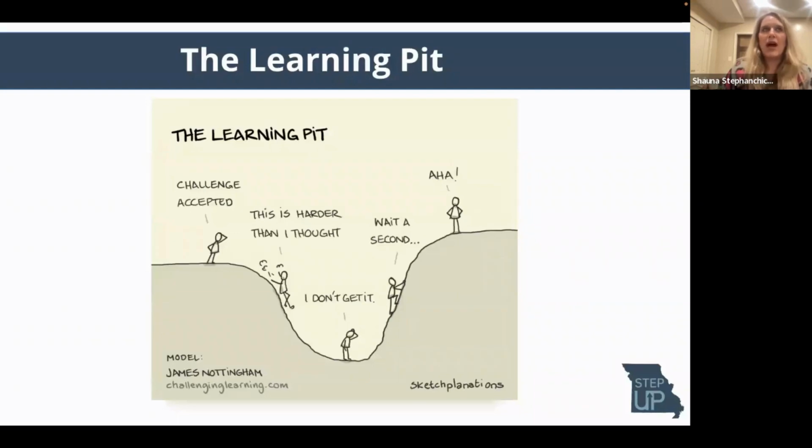And so grit and stamina, all the things that we're talking about, to me, connect to this model, and we're being transparent with kids that this is normal and that this is expected. Val, any thoughts about the learning pit?